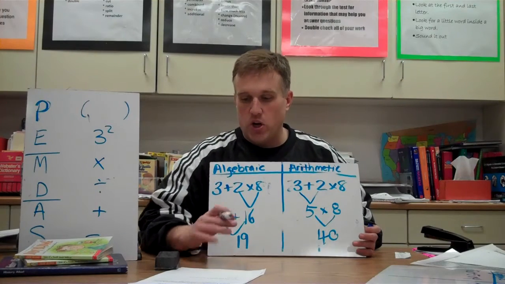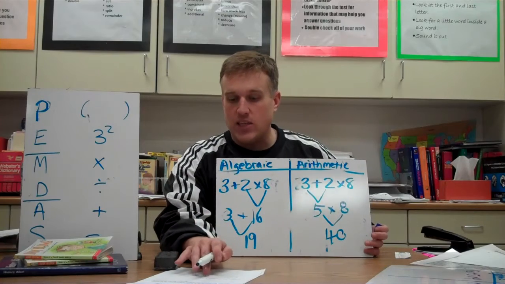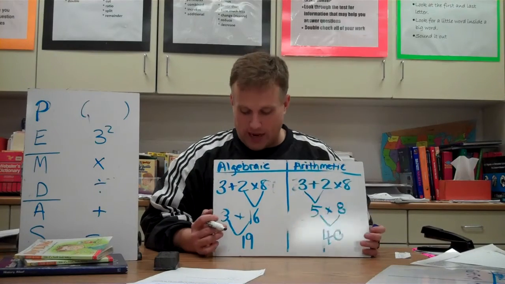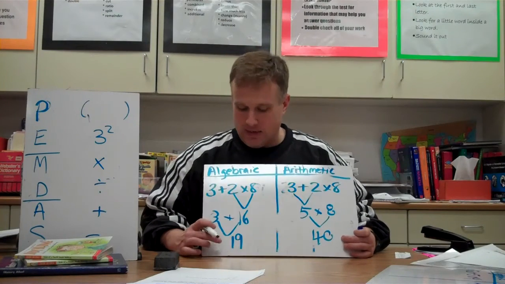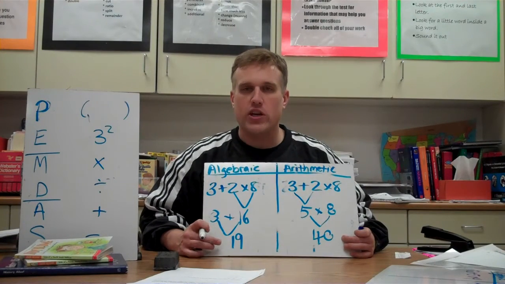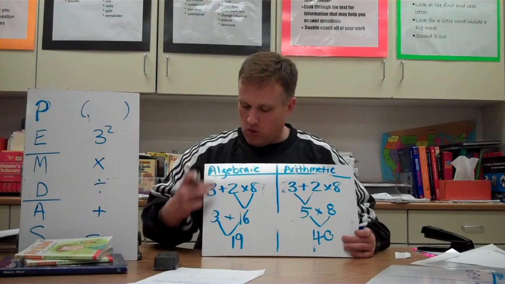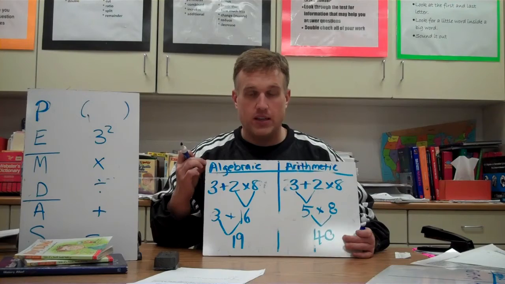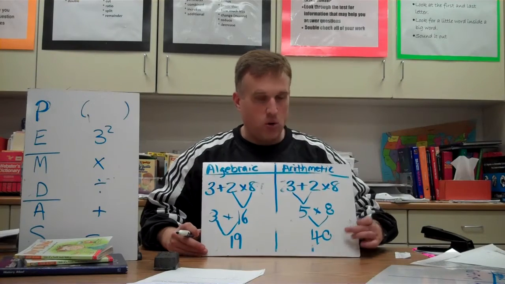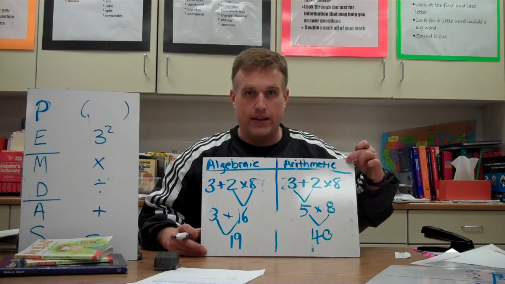So again, what you're going to have to write out is, it's asking you, Amy got 40 using her calculator, which is right here, and Maxine got 19, which is right here. What type of calculator did each student use? So the student who got 19, they used the algebraic calculator. They did it the correct way. The student who got 40 used the arithmetic way.